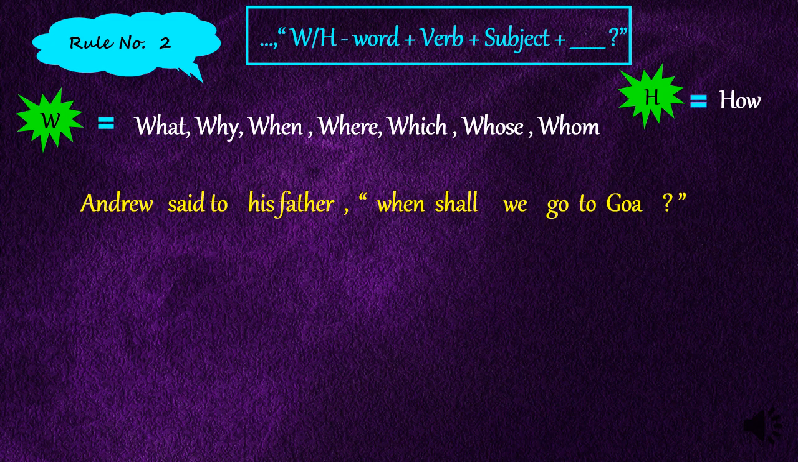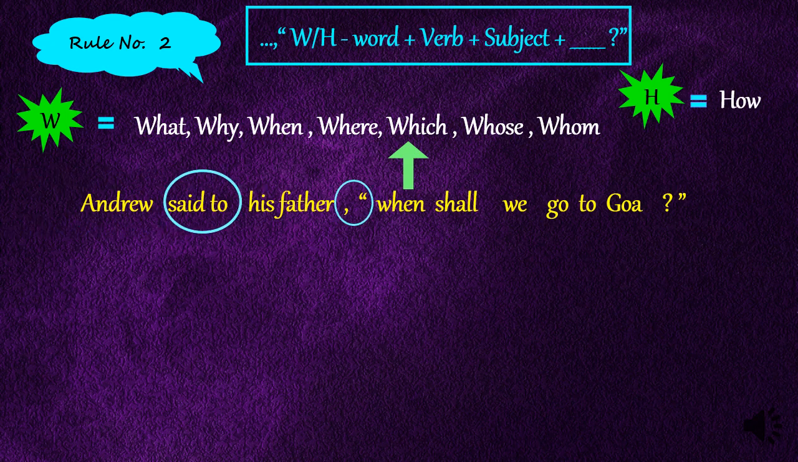Andrew said to his father, comma, open quotes, "when shall we go to Goa?" Question mark. Now this sentence follows the exact template given above. You have few words before the comma, open quotes. The WH word when is given, followed by a verb shall, subject we, and then it ends with a question mark and close quotes. So, what next? WH word when. What are the changes?